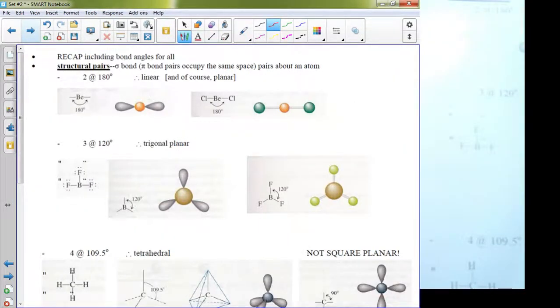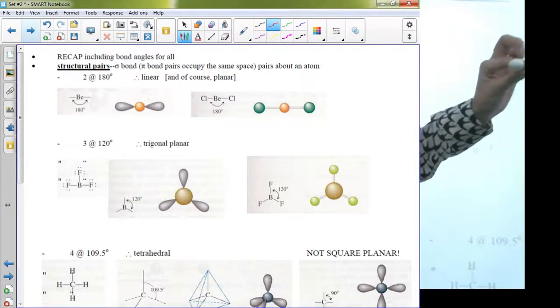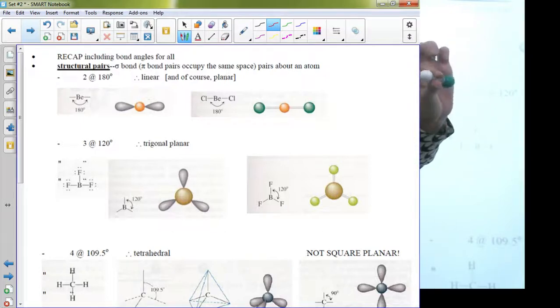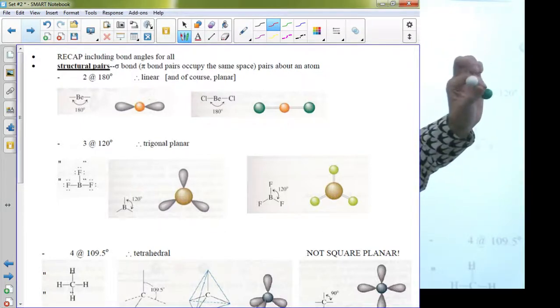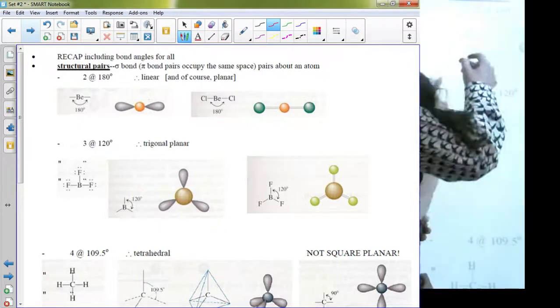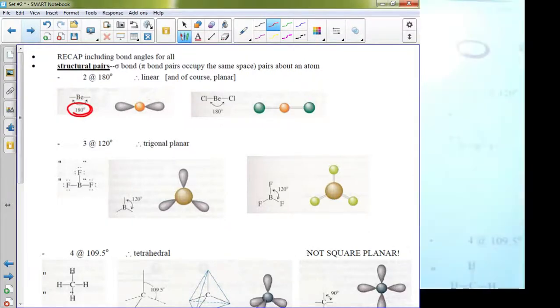So if I have a linear molecule, well, let me find one. I just built one. There we go. If I have something that's linear shaped, it's just in a straight what? Line. It's just in a straight line. All right. So if it's just in a line, what's my bond angle going to be? 180. 180 degrees, right? Everybody see that? That makes sense, right?